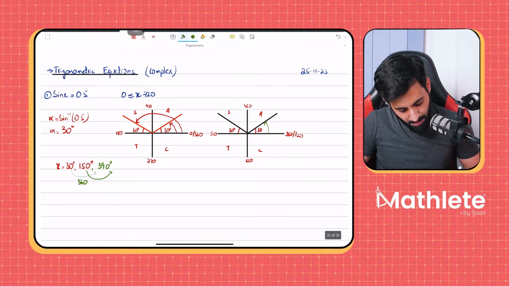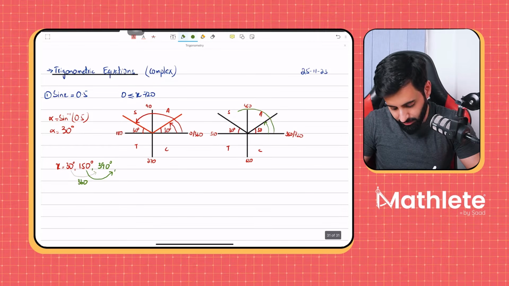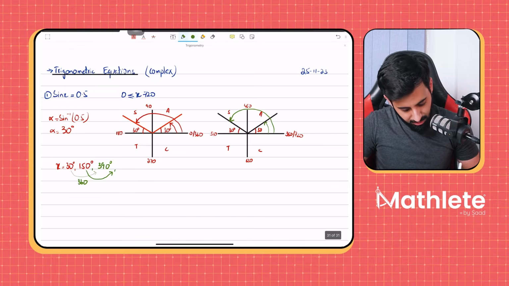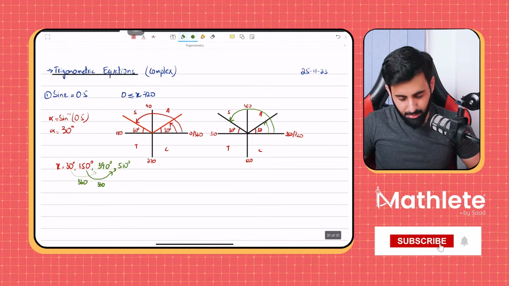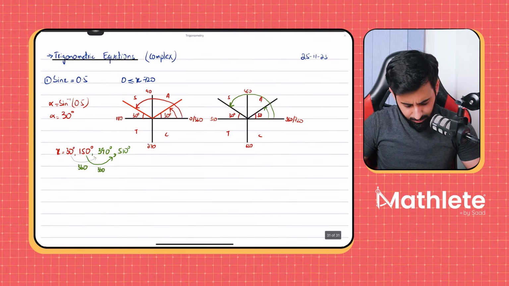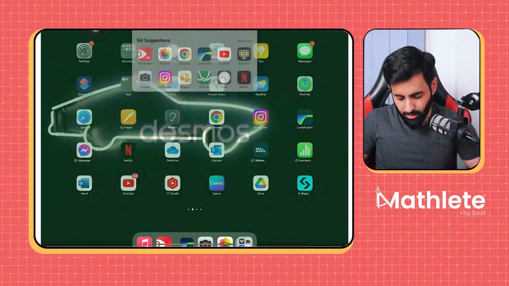And then what about this angle? 360 plus 150. Very good. 360 plus 150, which is equal to 510. Thank you. Now before you ask me any questions, just wait a minute. Let me explain one more thing, and then I'll take your questions. And we'll do more examples as well.